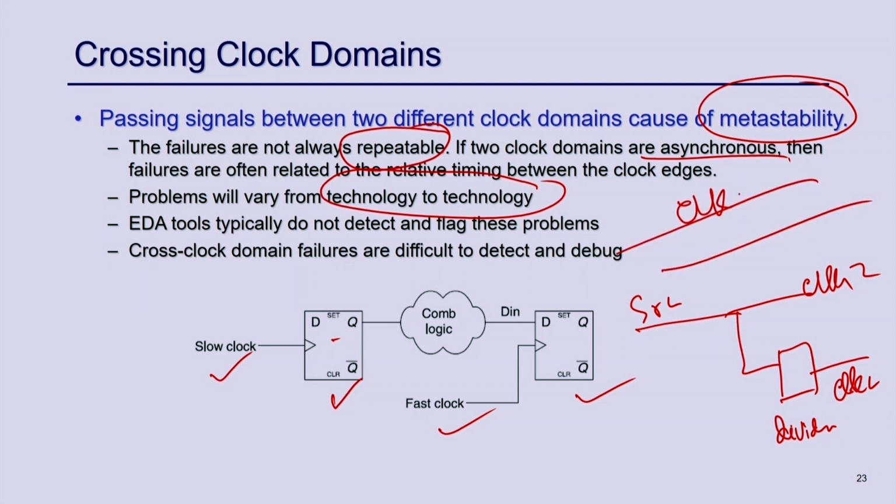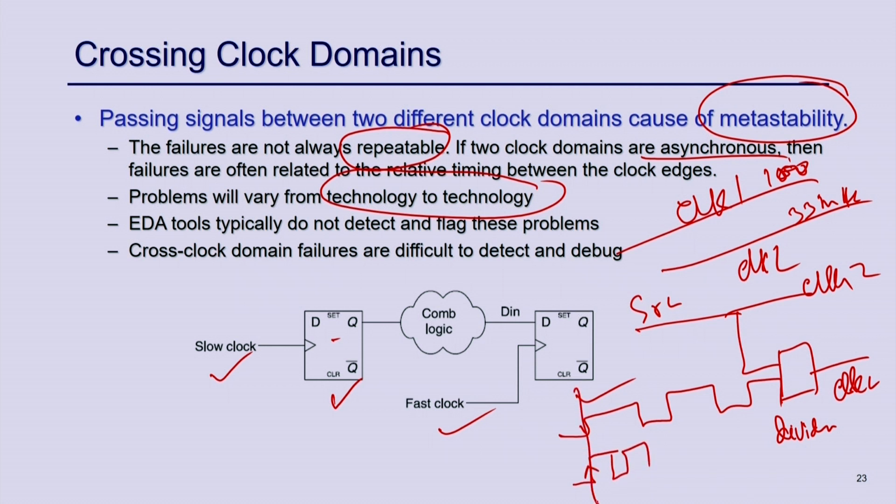This is your clock 1 and this is your clock 2, and this may be, say, 100 megahertz and this is, say, 33 megahertz. They are not related at all, and their phase is also not aligned. In this scenario you never know exactly where the rising edges will align. If they are aligned there is no problem. So, this is a faster clock, and in some scenarios they may align, in some scenarios they may not align.